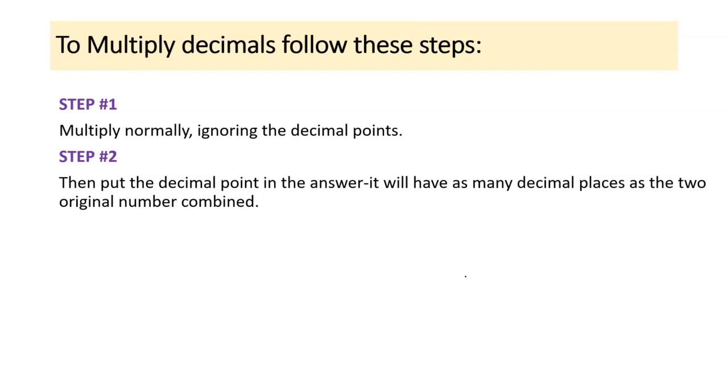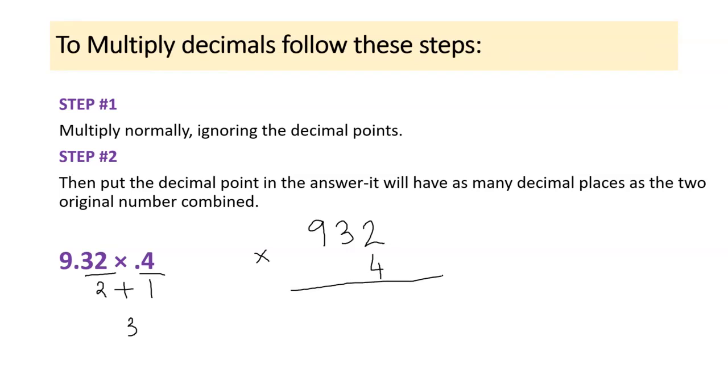Let's look at an example: 9.32 times 0.4. 9.32 has two decimal numbers, and 0.4 has one number after the decimal. So 2 and 1 combined will make 3. You must have 3 numbers after the decimal in your final answer. Let's ignore the decimal for a moment and just make it a whole number. So we have 932 now, and we have 4, and we will just multiply like a whole number first.